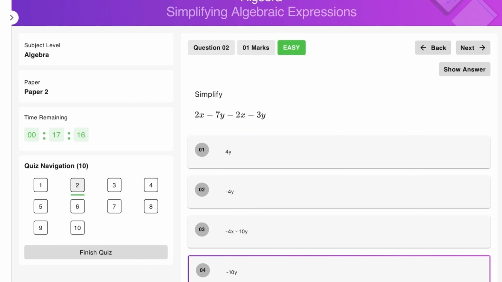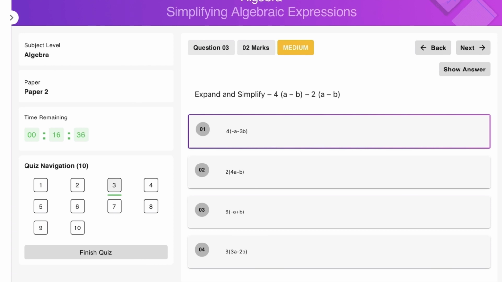Then next one, I can remember we have to group the like terms. So I'm going to group the 2x and the negative 2x together, and I'm going to group the 7 and negative 7y and negative 3y also together. I should ideally put a plus here so that it will make sense. Okay, and this is going to be 0 plus negative 10y. So the answer is again option number 4.